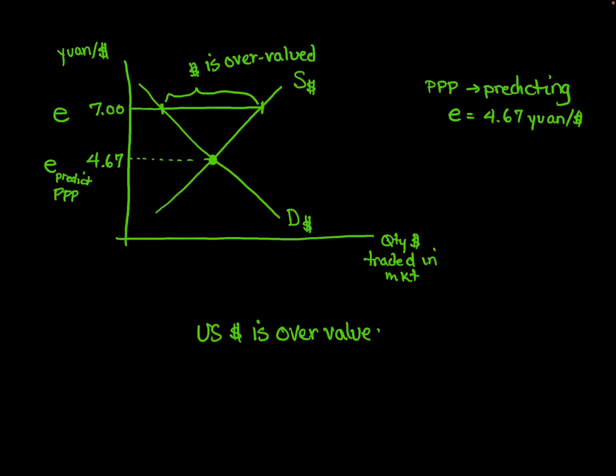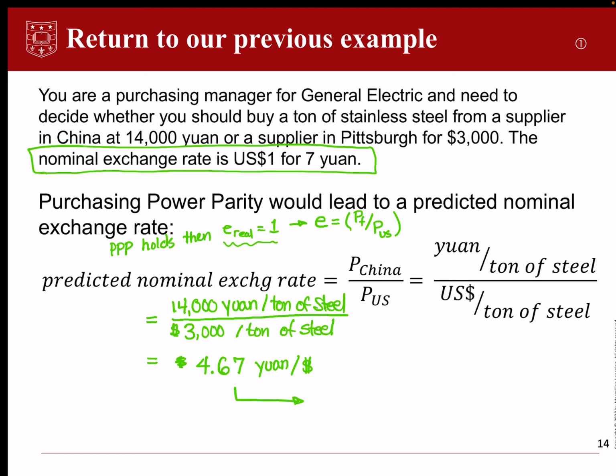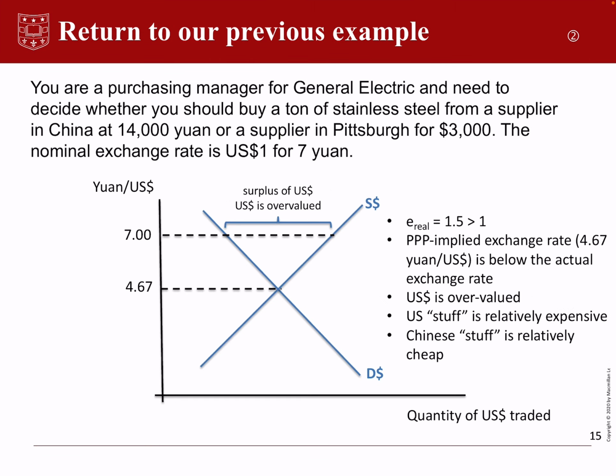So I'm going to write it in here. This would mean that the US dollar is overvalued according to purchasing power parity, because the implied exchange rate is below the one that is actually prevailing. Sorry, I had already drawn it out and I forgot.